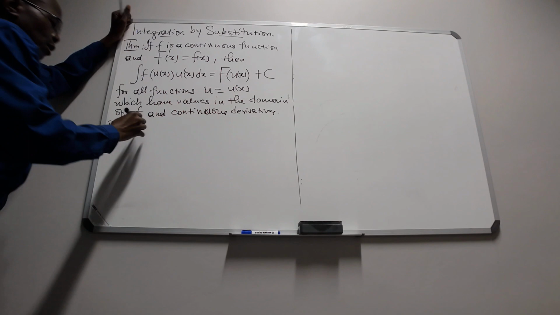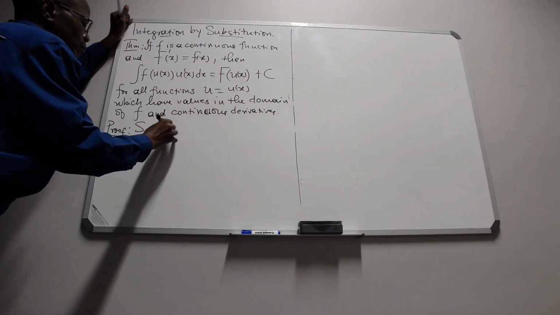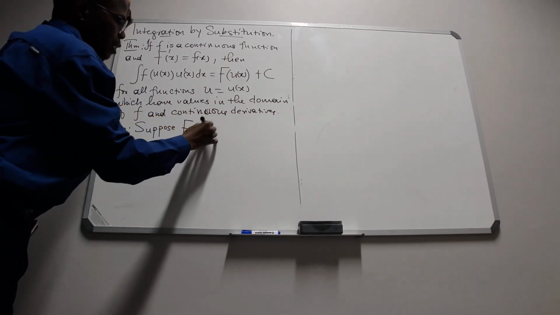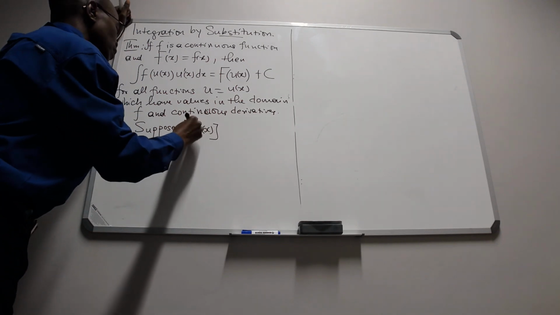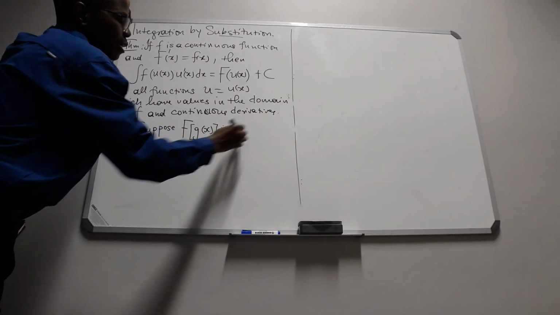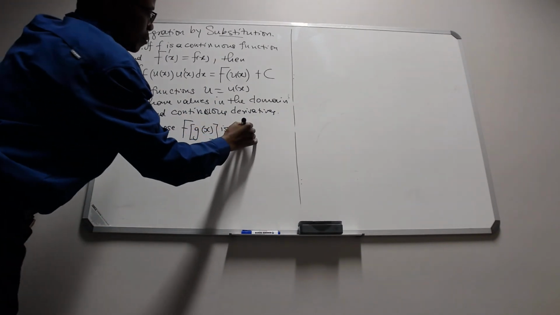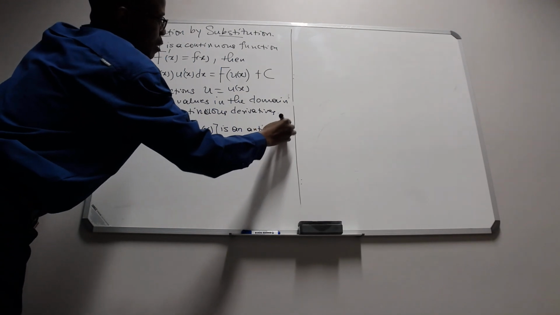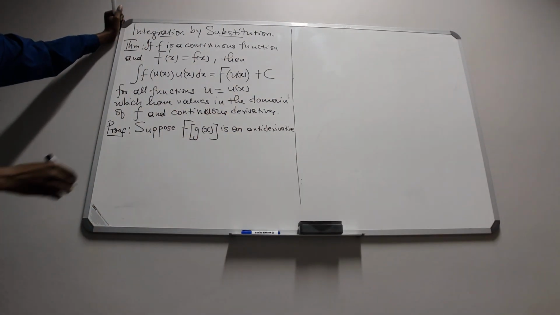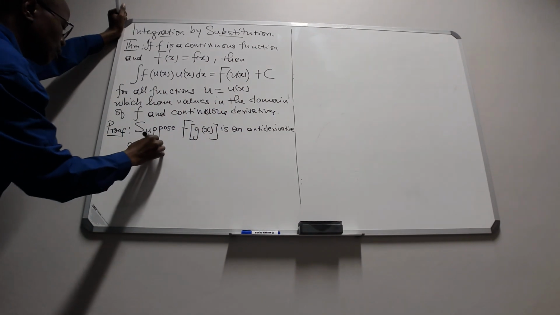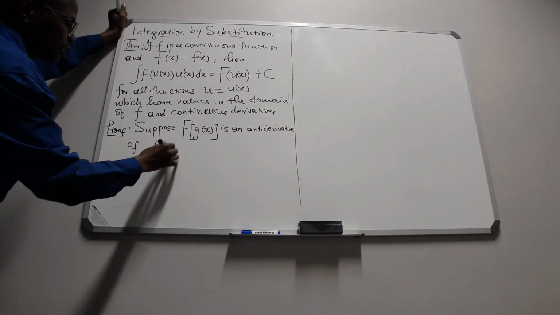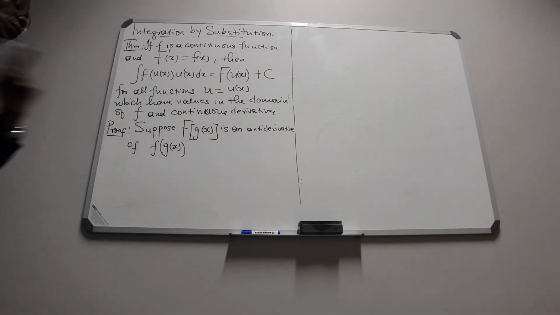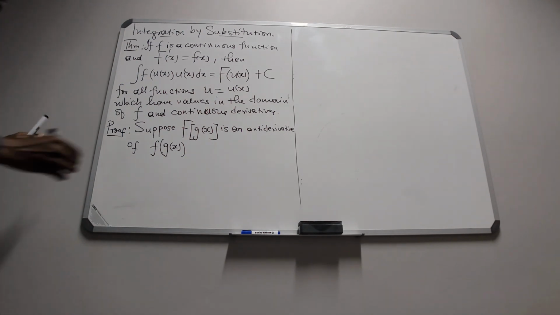As a proof, let us pick capital F. Say, let us use another function here. G of x is an antiderivative of small f, g of x, like that. In other words, when we differentiate this function, we get that one. That's what it says. Now we use the chain rule.